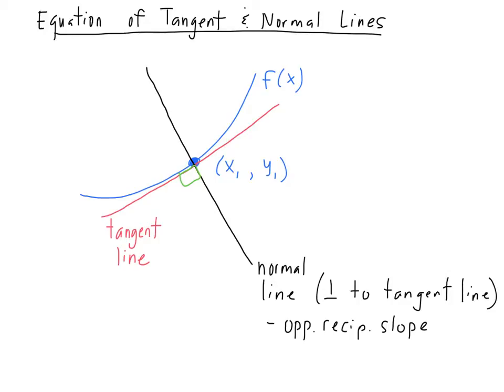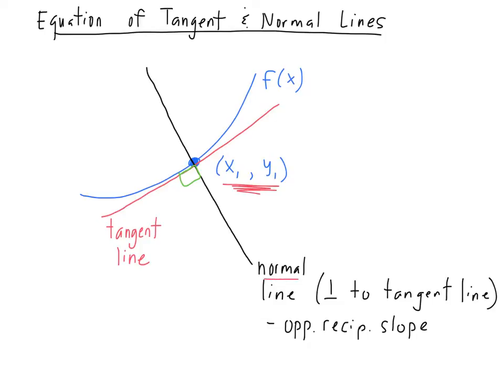Alright, so we're going to take a look at finding the equation of a tangent line and the equation of a normal line to a curve. So first, a couple definitions. In blue here, you see I've drawn the function f of x. We have a point of interest, which I am referring to as x sub 1, y sub 1. Our tangent line, of course, is going through and just grazing the curve, just hitting it in one spot.